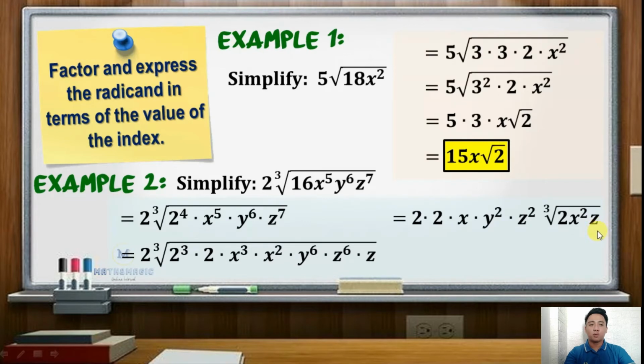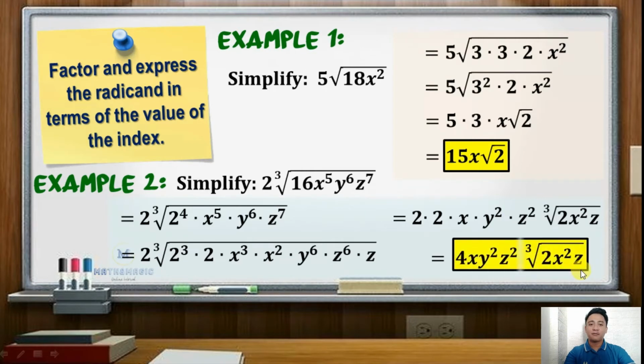Just like in example 1, all terms outside the radical sign will be multiplied. The radical expression can now be written as 2 times 2 times x times y squared times z squared, then cube root of 2 times x squared times z. That is 4xy squared z squared cube root of 2x squared z.